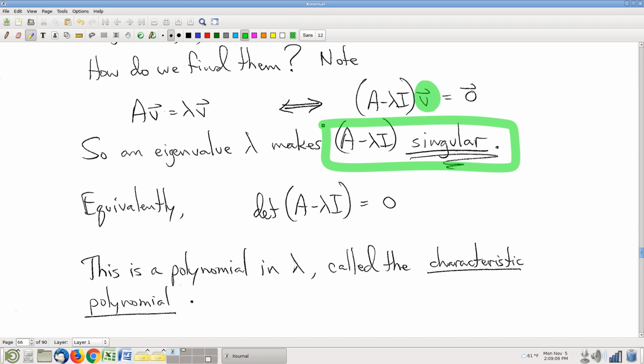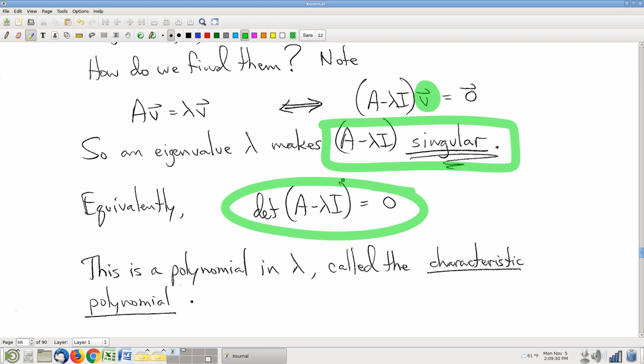Which, if you flip back to that summary page at the end of chapter 2, and remember this is a very long list that goes around to the second column, a long list of equivalent conditions. Having a non-trivial null space equivalently means that the matrix is singular, and equivalently that means that the determinant is 0.